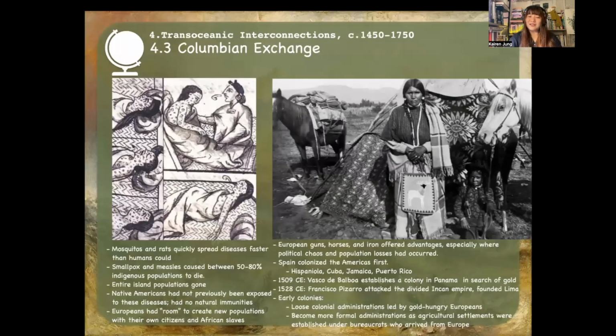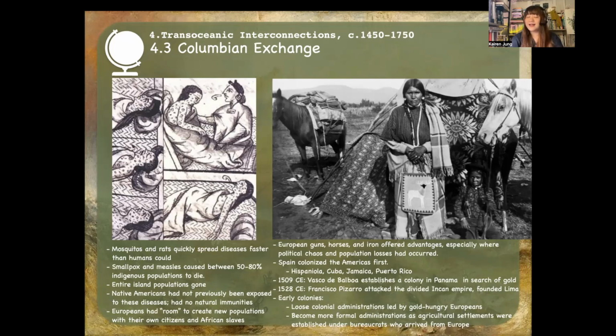Now, mosquitoes and rats spread diseases very, very quickly. Smallpox and measles caused between 50 to 80% of indigenous populations to die. Remember, a lot of them had mostly oral traditions, and so a lot of their histories are lost to time. When the people died, their histories died as well. Entire island populations were wiped out. Native Americans had just not been exposed to these diseases, and they had no natural immunities. And so, with all of these people dead, the Europeans had room, quote unquote, to create new populations with their own citizens and the African slaves that they had forcibly imported from other parts of the world.